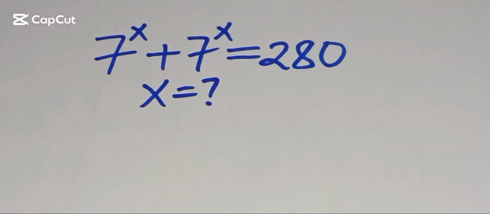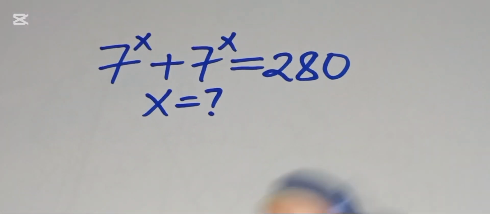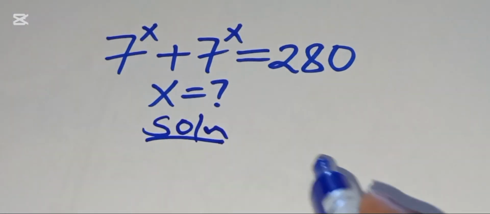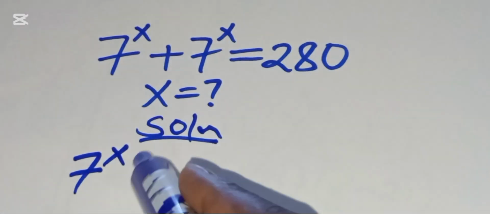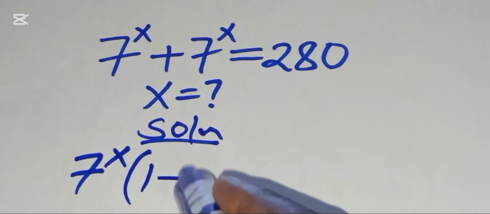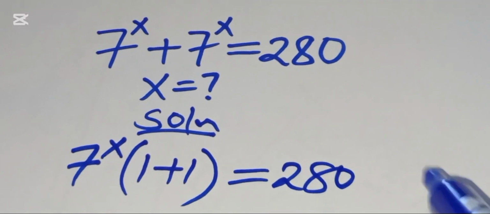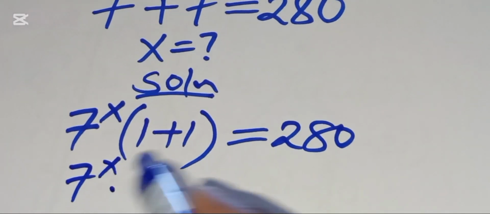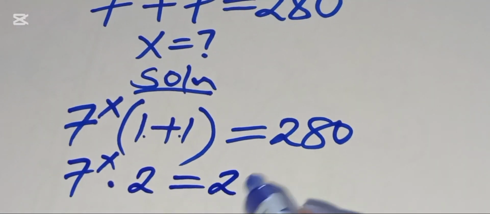Hello everyone, let's provide a solution to this exponential equation. We have 7 raised to power x plus 7 raised to power x. 7 raised to power x is common, so this is the same thing as 7 raised to power x multiplied by 1 plus 1, which is 2. This is equal to 280.